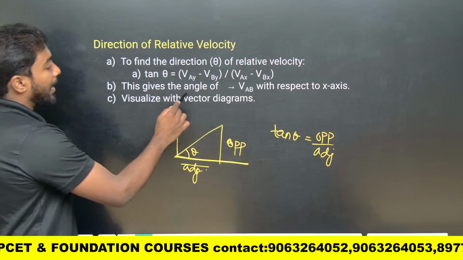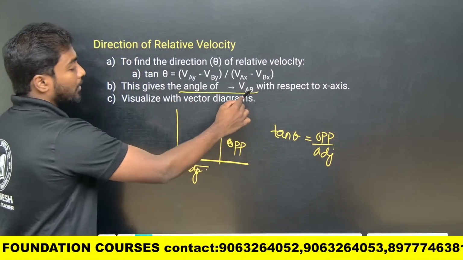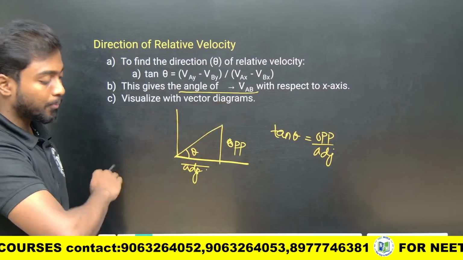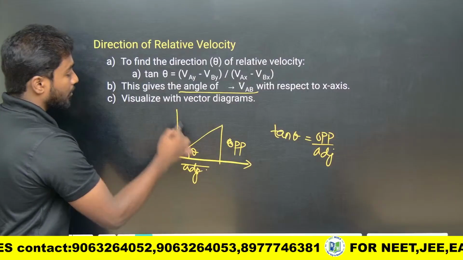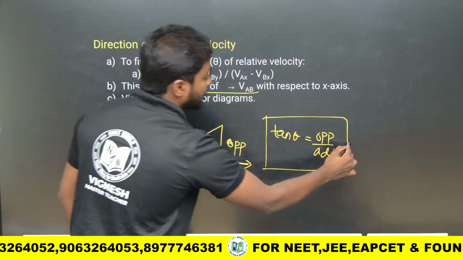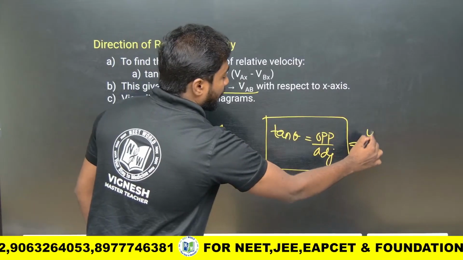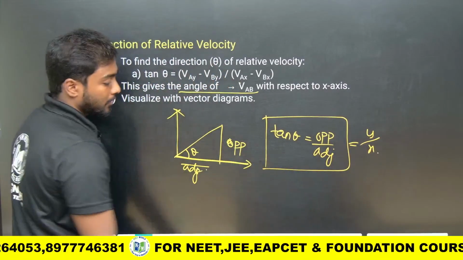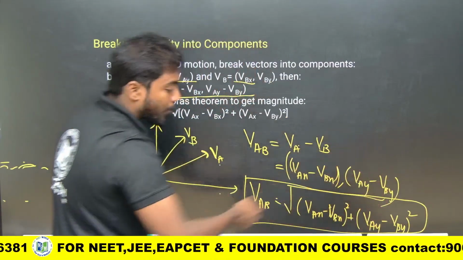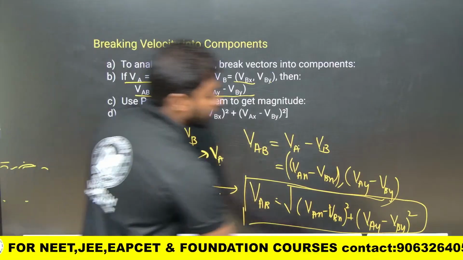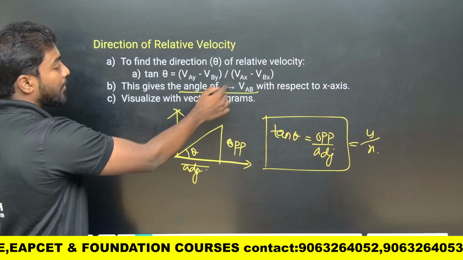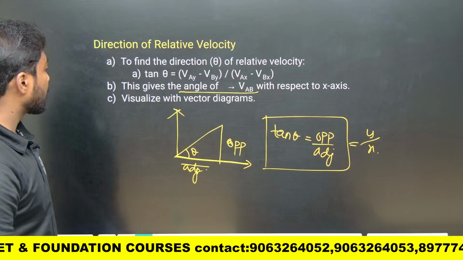This gives the angle of the velocity of A with respect to B, with respect to the x axis, that's what we have taken here. Tan theta is equal to opposite by adjacent, which is nothing but y axis by x axis. Whatever we have written here, that is VAY minus VBY divided by VAX minus VBX. That one I should write here.